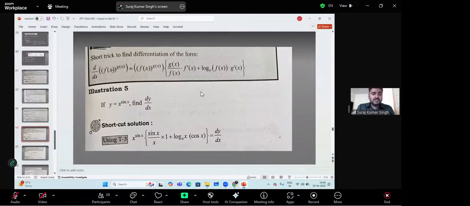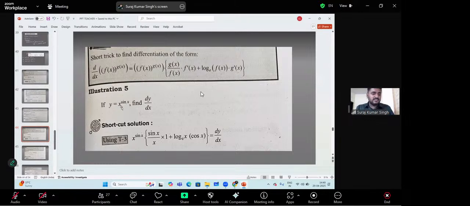What are the tricks given? If f of x to the power g of x is given, then the derivative is f x to the power g x, and we write here g x by f x, differentiate the base, that is f dash x, plus take log of f of x, and differentiate the power also, that is g dash of x.